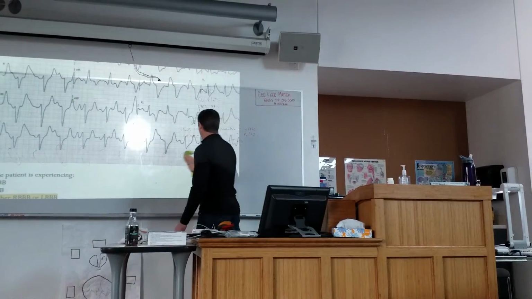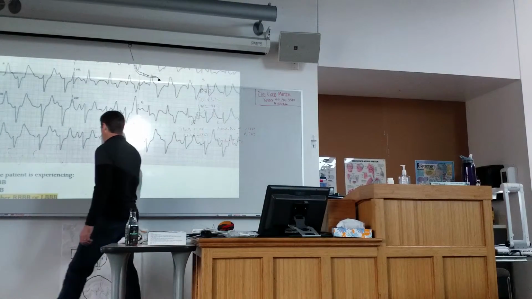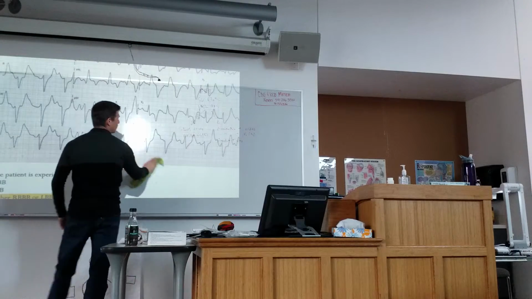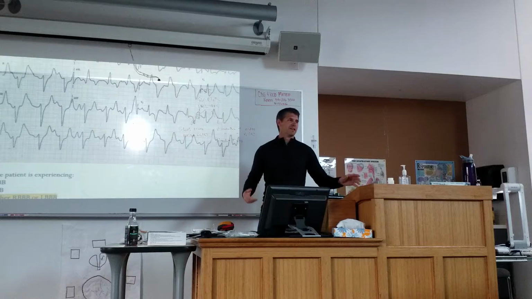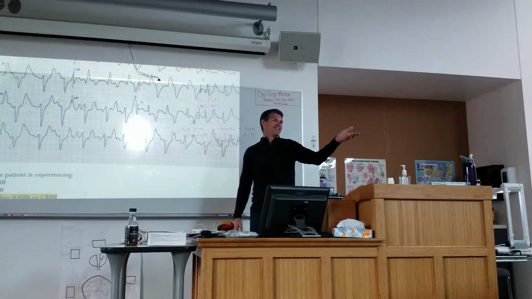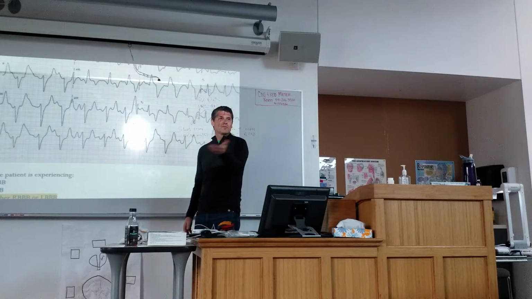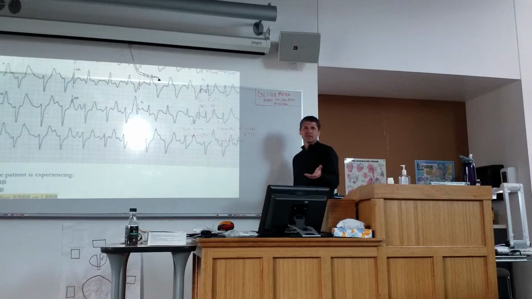Is this atrial fibrillation? No. Because this is not irregularly irregular. The QRS is regular. Why else is it not AFib immediately? Because you have a what? P waves. In AFib you don't have P waves, right? You have fibrillation waves.